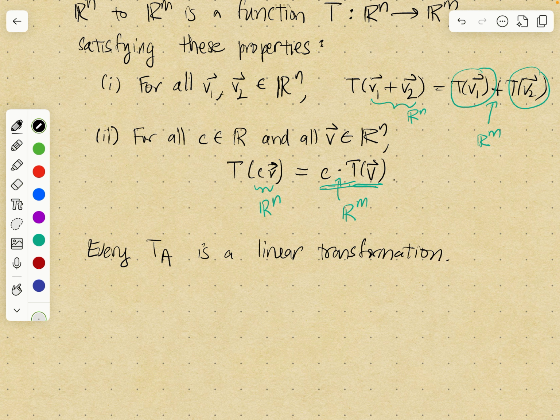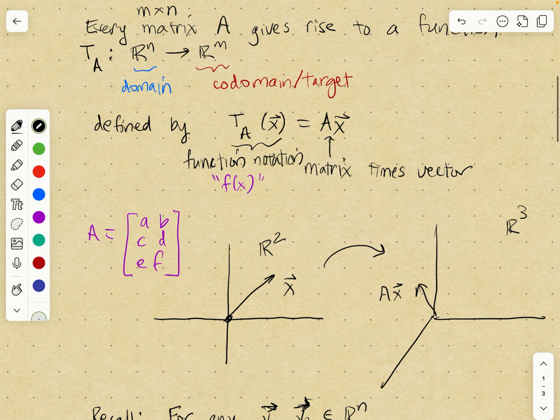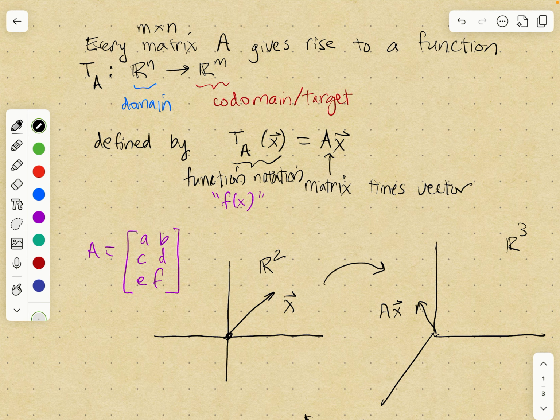Actually, it turns out that every linear transformation from Rn to Rm has an associated matrix A. So all the linear transformations from Rn to Rm are going to be T sub A for some matrix A. That leads to the question: why do we care about linear transformations if every linear transformation is just coming from a matrix?